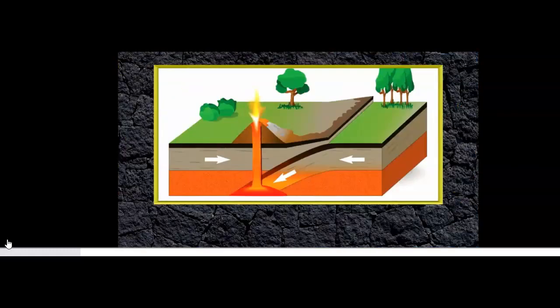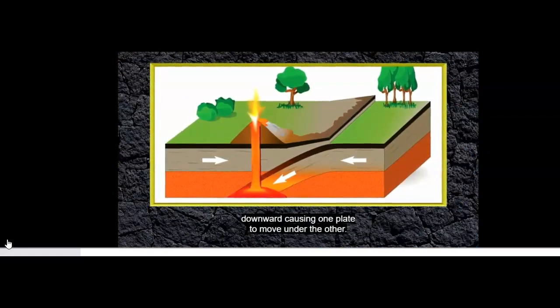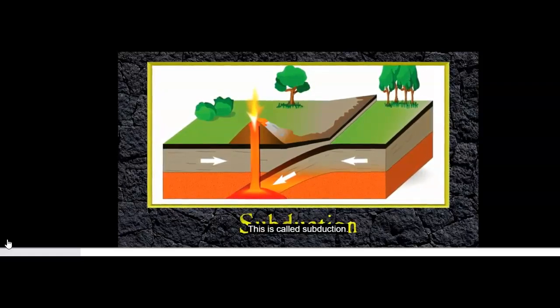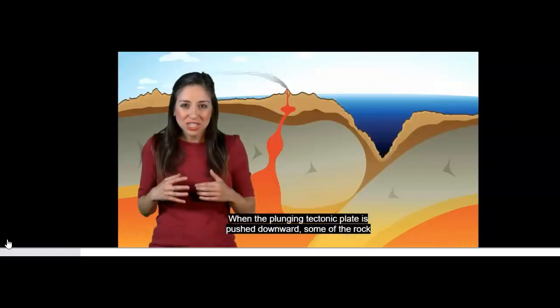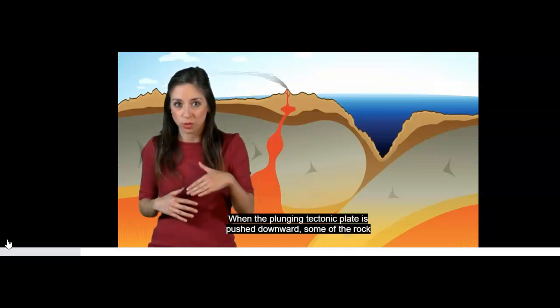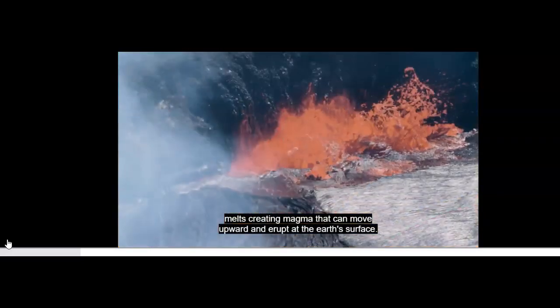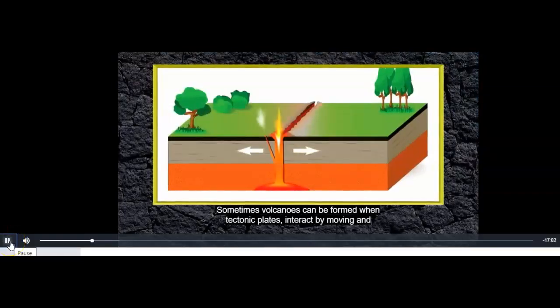The plates are like Earth's skin and are constantly moving and shifting as they float on a layer of magma and gases. When tectonic plates collide, one plate can sometimes force another downward, causing one plate to move under the other. This is called subduction, and is how some volcanoes are formed. When the plunging tectonic plate is pushed downward, some of the rock melts, creating magma that can move upward and erupt at the Earth's surface. Sometimes volcanoes can.